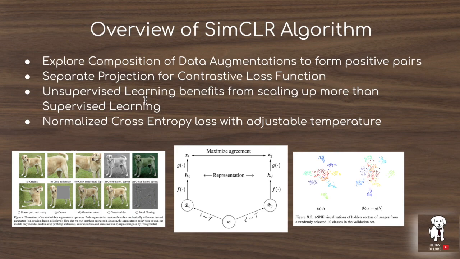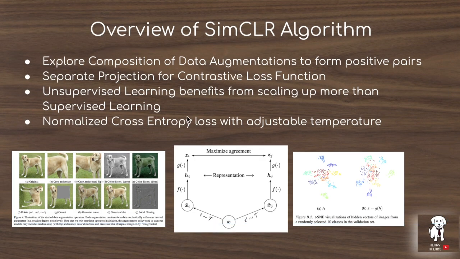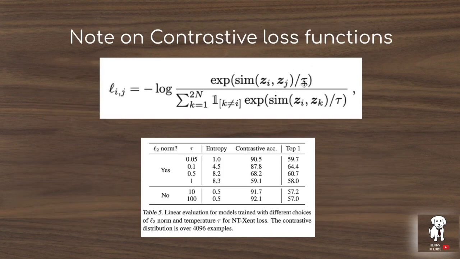They also show that unsupervised learning benefits more from scaling up than supervised learning with respect to model size, batch size, the training epochs, as well as things like the data augmentation strength. And they also showed the performance benefit of the normalized cross-entropy loss with adjustable temperature, the function shown previously, which works well on this contrastive learning task in the SimCLR framework.